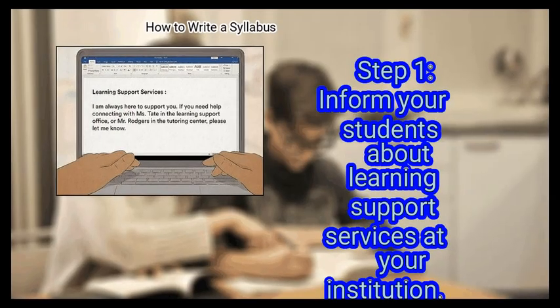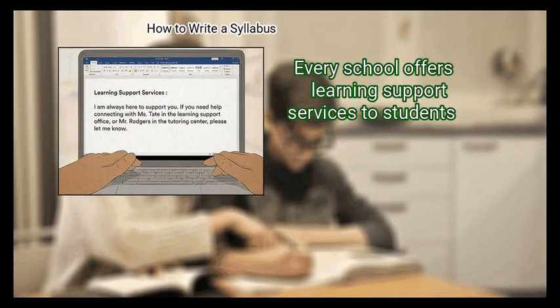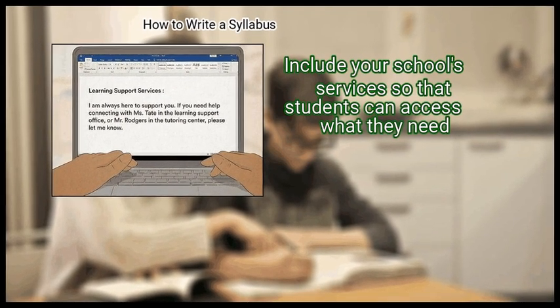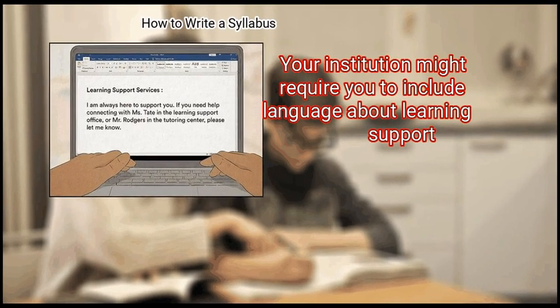Method 3. Adding required institutional info. First, inform your students about learning support services at your institution. Every school offers learning support services to students. Include your school's services so that students can access what they need. Your institution might require you to include language about learning support.